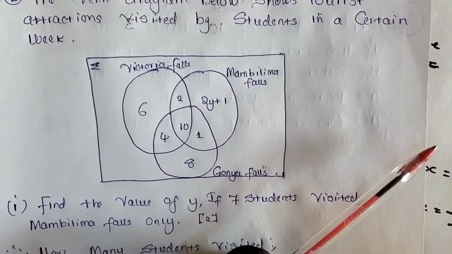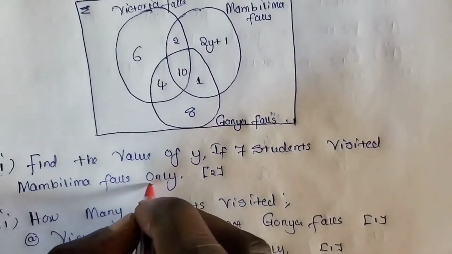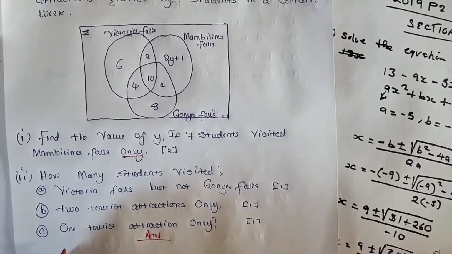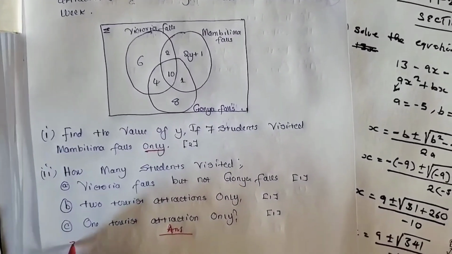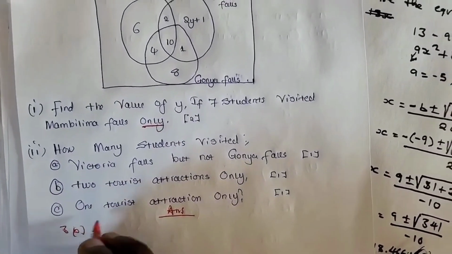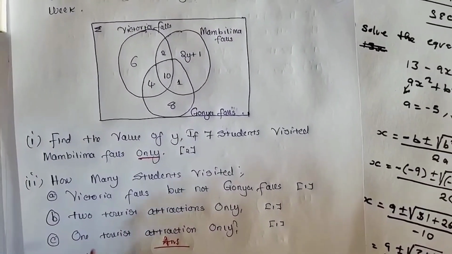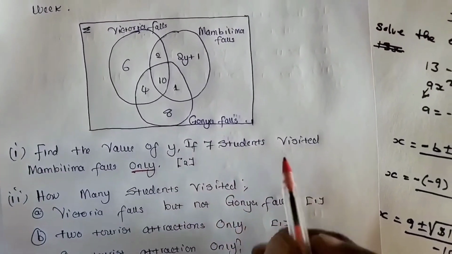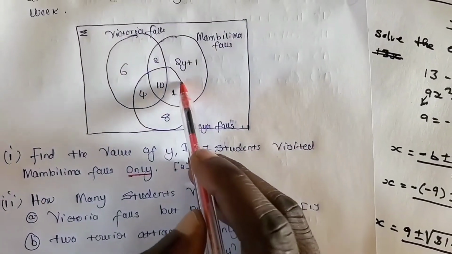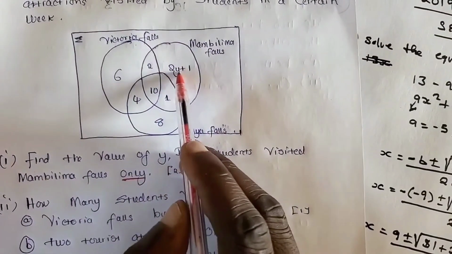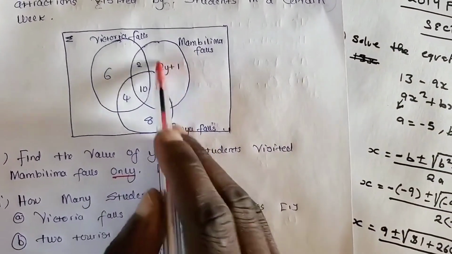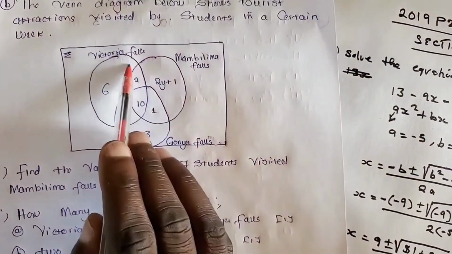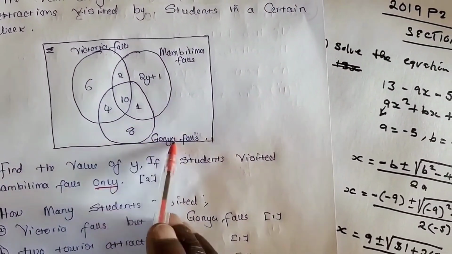The key word here is "only." Very good. The answer to the first question, question 3b, Roman numeral 1, says find the value of y if 7 students visited Mambilima Falls only. So Mambilima Falls only is this region. This 2y plus 1 is on Mambilima Falls only. These are 6 students that visited Victoria Falls only. 8 students visited Gonia Falls only.